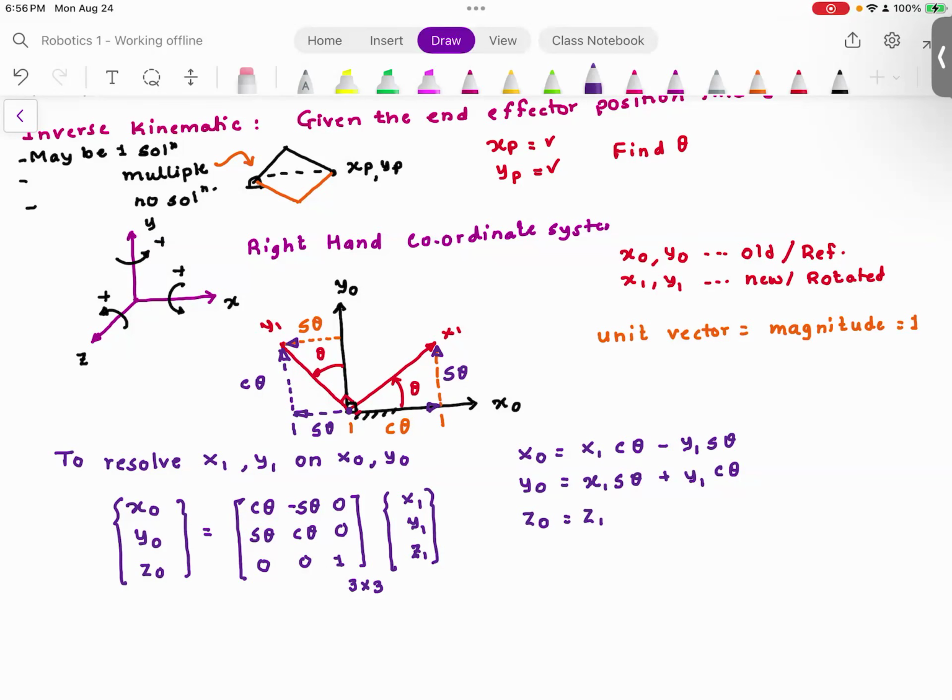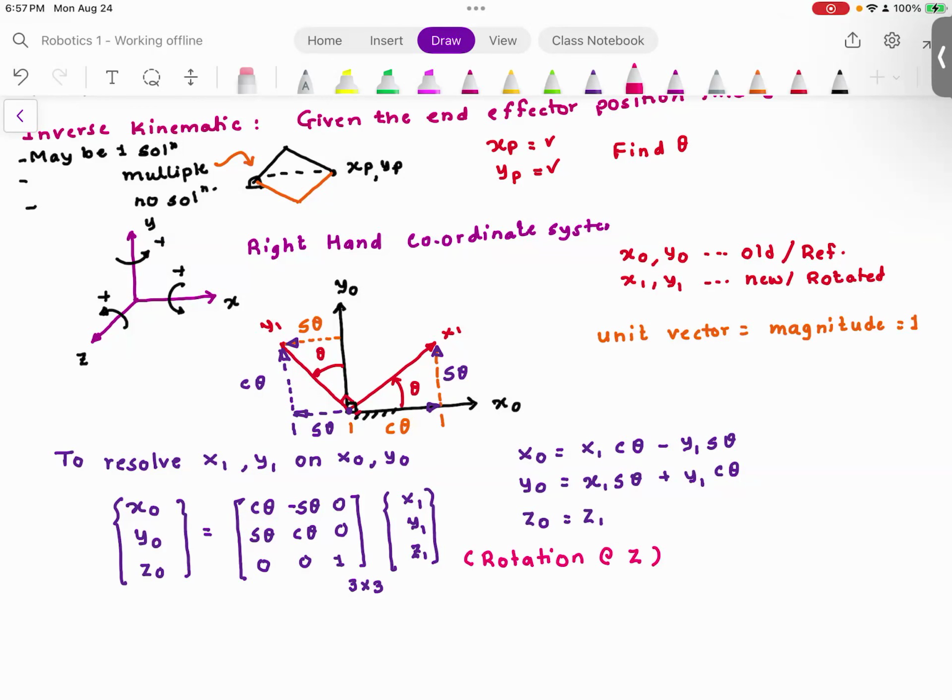Now, I'm going to show you a simple trick to derive the rotation matrix. But this rotation matrix is the rotation about z. Why is this the rotation about z? Because z0 is equal to z1. This rotation matrix is called the rotation matrix about z.